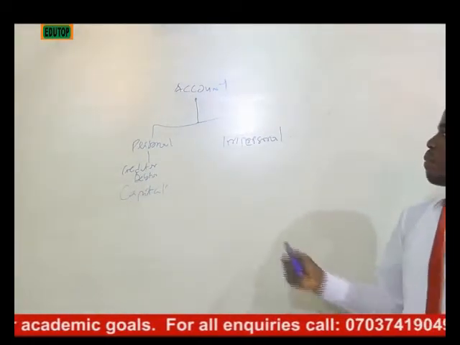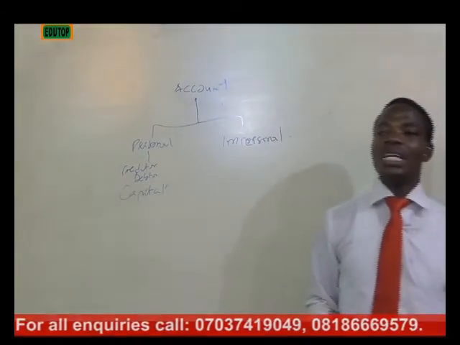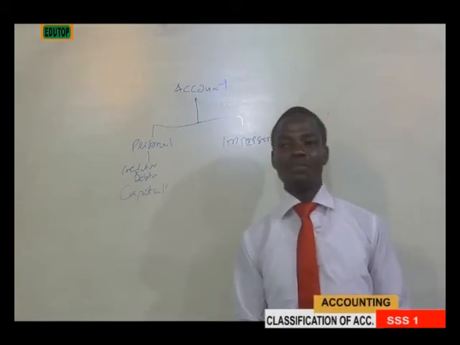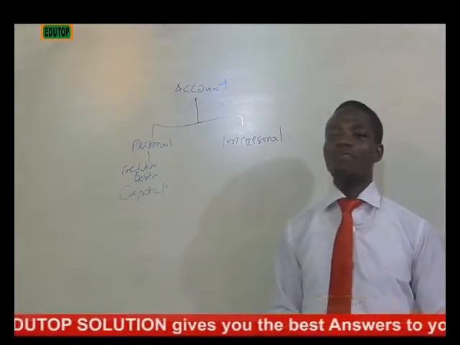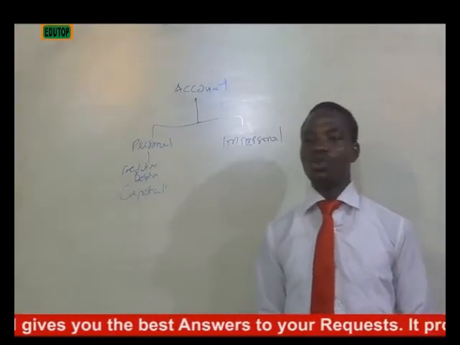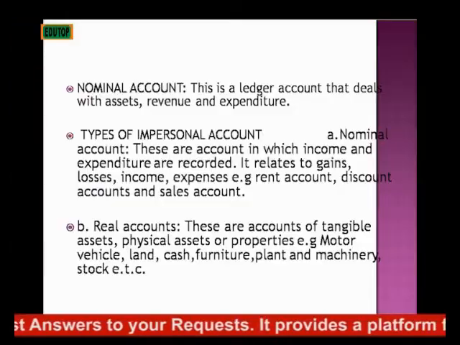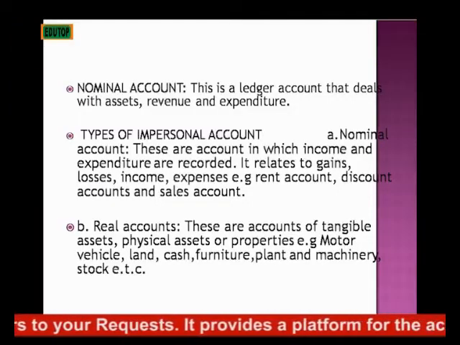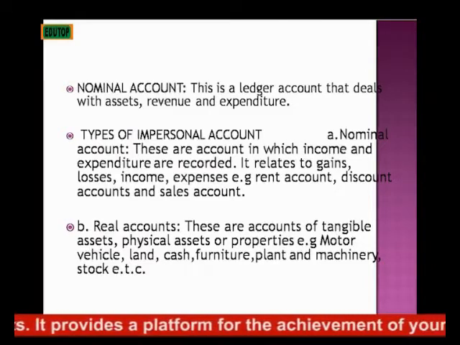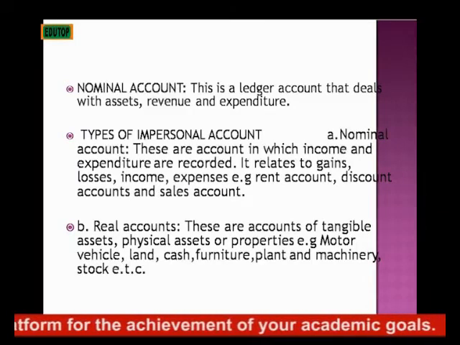Now under impersonal account, since we have been told that an asset is one that deals with asset, revenue, and expenditure, under it we have types of impersonal account. Impersonal account can be classified into two, which is nominal account and real account. Under it, we have real and nominal account.